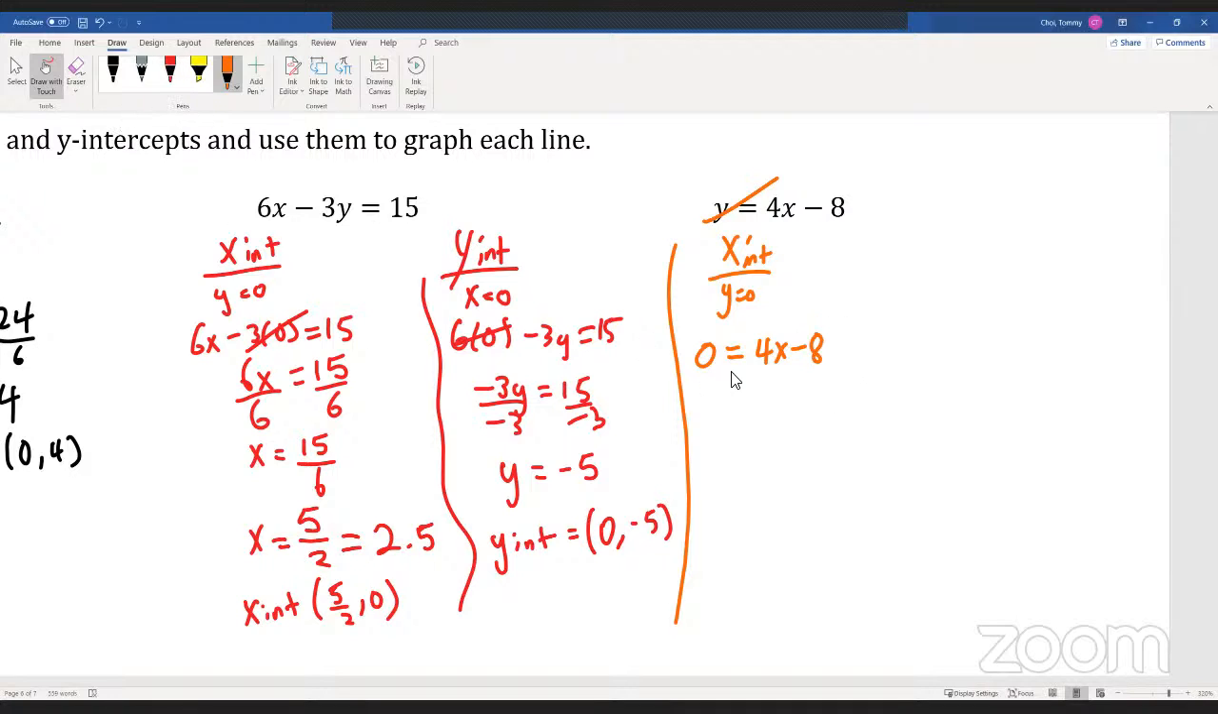We do BEDMAS backwards. The negative 8 moves to the other side. We get 8 is equal to 4x. And then we can divide both sides by 4. And we're going to get 2 is equal to x. So my x-intercept is going to be 2, 0.